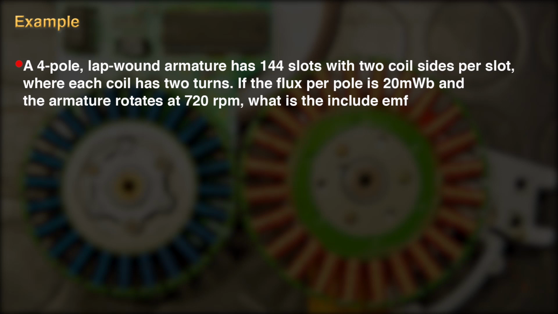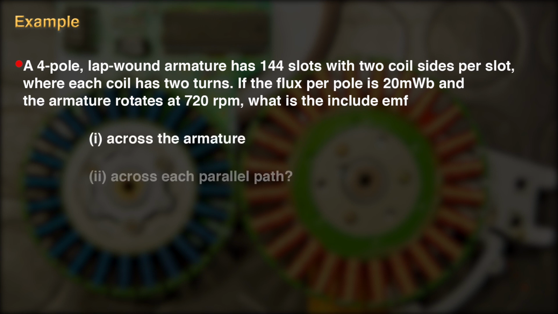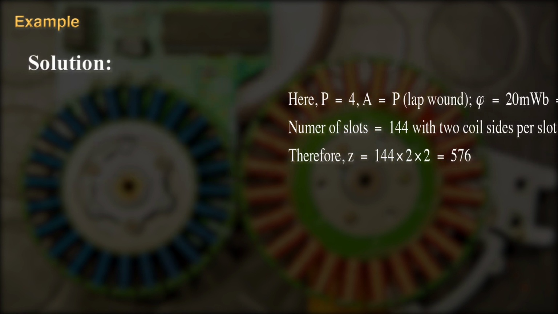So the question is, a 4-pole lap wound armature has 144 slots with 2 coil sides per slot, where each coil has 2 turns. If the flux per pole is 20 milliweber and the armature rotates at 720 rpm, then what is the induced EMF across the armature, and second, across each parallel path. Now we can solve this question.